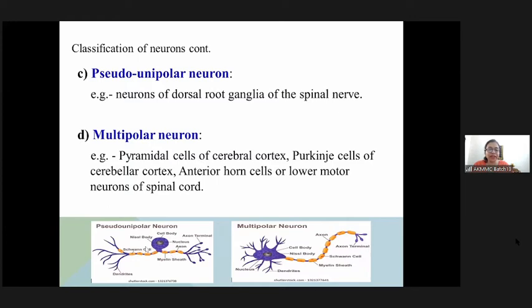Where will we find this type of neuron? Inside the dorsal root ganglia of the spinal nerve. Okay, dorsal root ganglia of the spinal nerve.